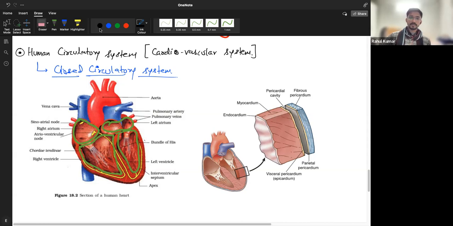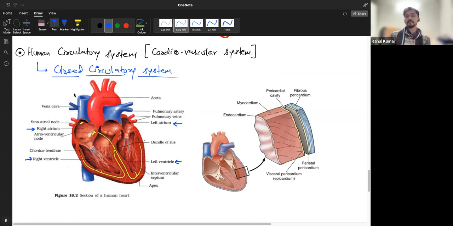So here is your right atrium or right auricle, and here is marked the left atrium or left auricle. Then the lower ones are called ventricles. So here is the right ventricle and the left ventricle. Humans have a 4-chambered heart, just like birds. Birds and mammals have a 4-chambered heart. There's one exception: there is one reptile that also has a 4-chambered heart. Does anyone remember? Yes, it's the crocodile.